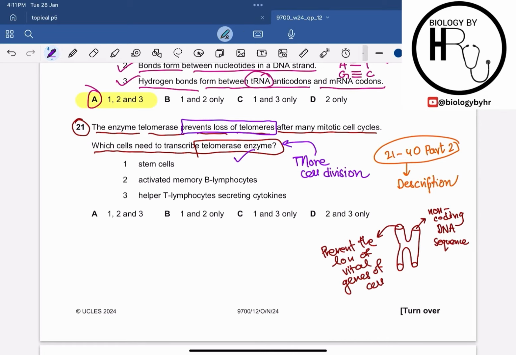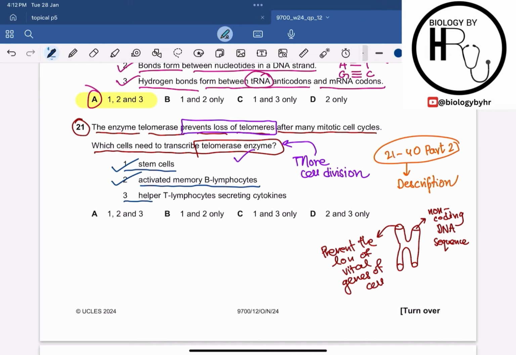enzyme, right? We know that stem cells are undifferentiated cells, so they divide continuously to differentiate into a specific type of cell. So yes, stem cells need to transcribe more telomerase enzyme. Then the activated memory B lymphocytes. We know that memory B lymphocytes are the long-lived cells of the immune system, and they can divide multiple times in order to produce antibodies. So yes, activated memory B lymphocytes also need to transcribe more telomerase enzyme.